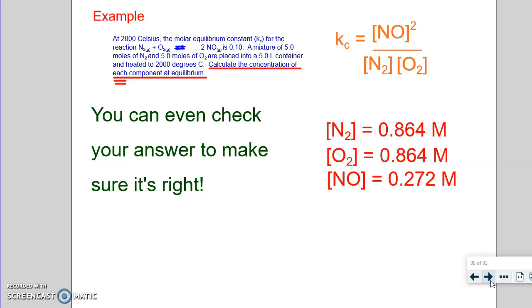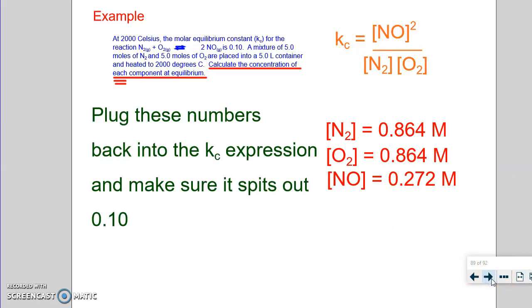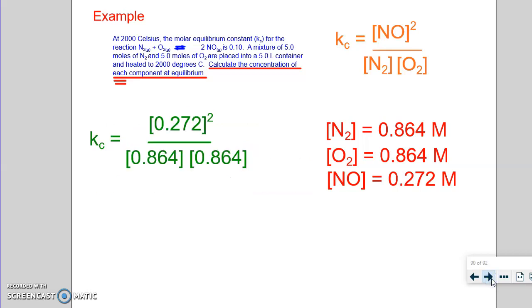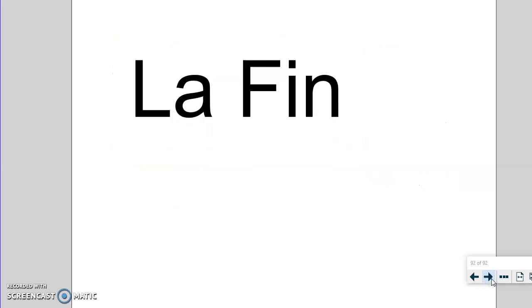And you can even check to make sure your answers are right, because we know when you plug these into this expression, we should get 0.1. So we can do that. Go ahead and plug the numbers back in, get an answer, and we get 0.0991, which rounds to 0.1. So 0.1 was the answer we expected there, and that's what we got, so we're pretty confident that we did that right. That's your first ICE problem.